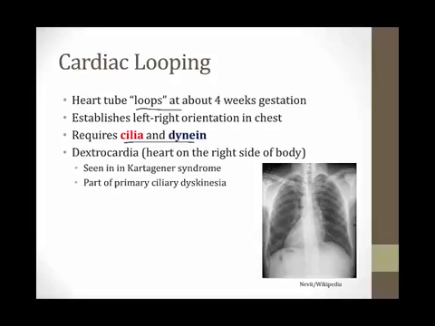If cilia and dynein are abnormal, this can lead to dextrocardia. This is when the heart is found on the right side of the body. This is an x-ray of a patient with dextrocardia. Note that the heart is located on the right side of the chest, not the left side where it should be. And dextrocardia is seen in Kartagener syndrome, which is part of the disorder called primary ciliary dyskinesia, and I discuss both of these things in videos in the cell biology section.